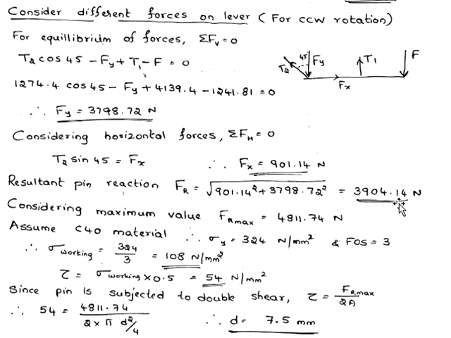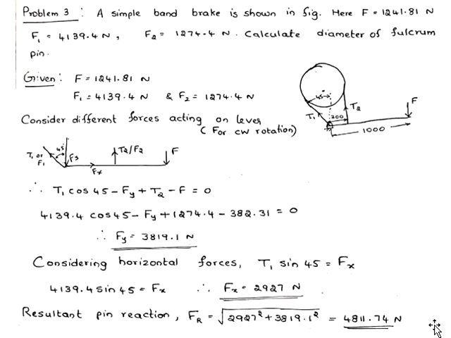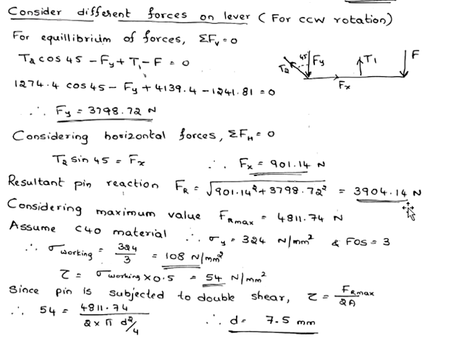So out of these two values, I am having two pin reaction, one by considering clockwise rotation and second one by considering counterclockwise rotation. Identify which is the maximum value. For clockwise rotation, resultant value is 4811. For counterclockwise, it is 3900. So maximum value is 4811. So this will be F maximum. After that, assume C40 material. For C40 material, sigma y is 324. Assume factor of safety 3. Therefore, sigma working will be 324 divided by 3, 108.